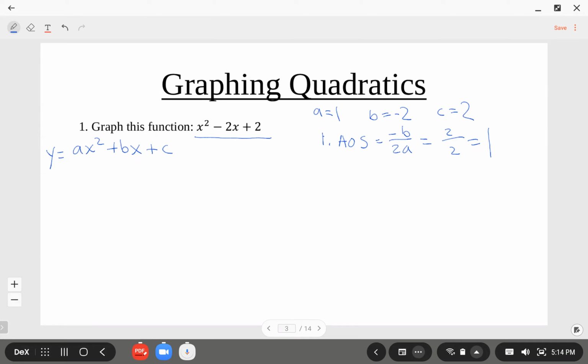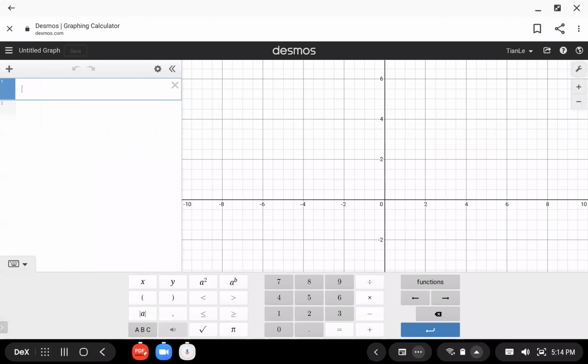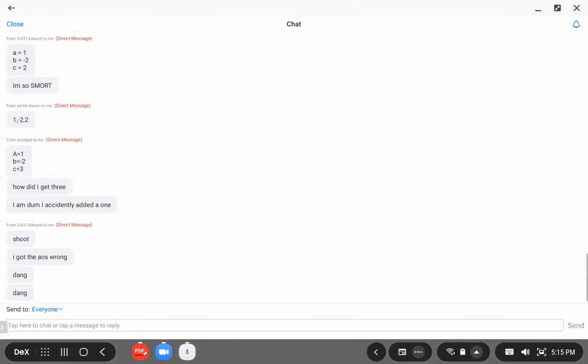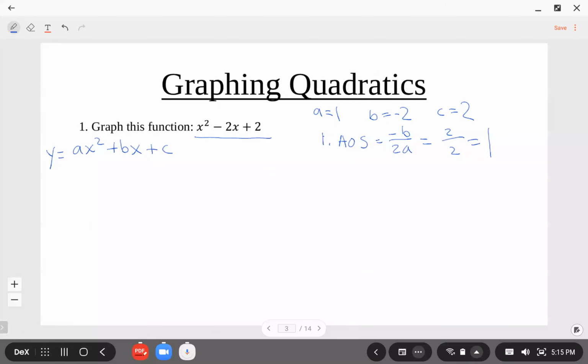So let's go to Desmos and graph this. So we have a point here. What is it? So 3. Since we don't know our y value, let's just say 0. Okay, so right here is going to be the x value of our vertex. So we have the vertex here.